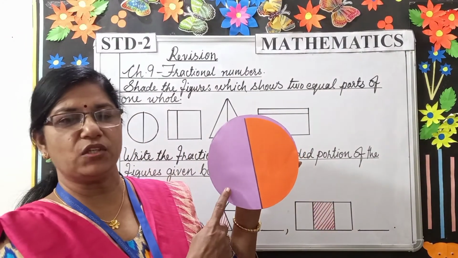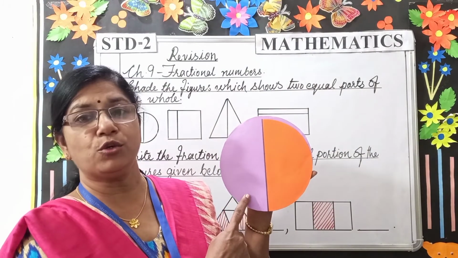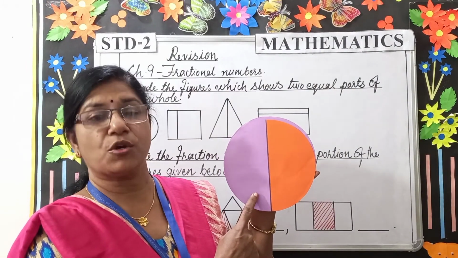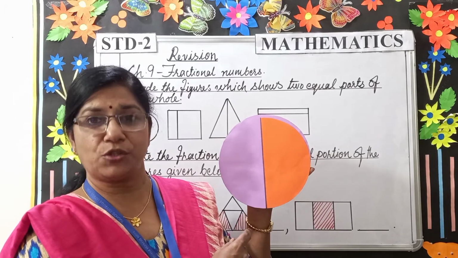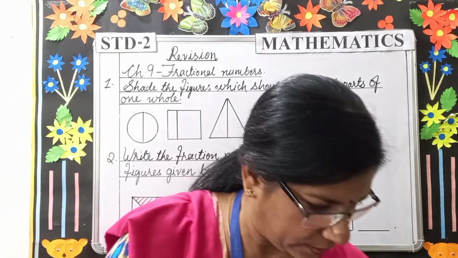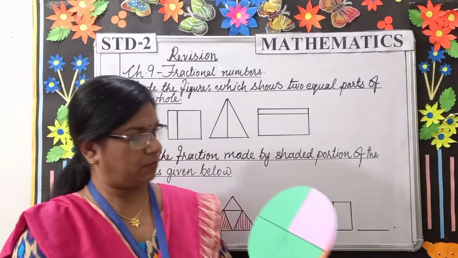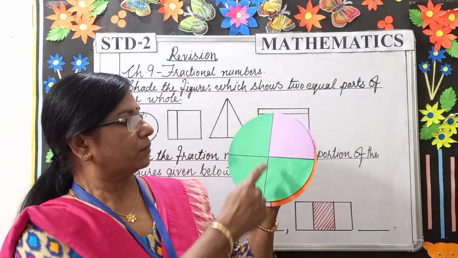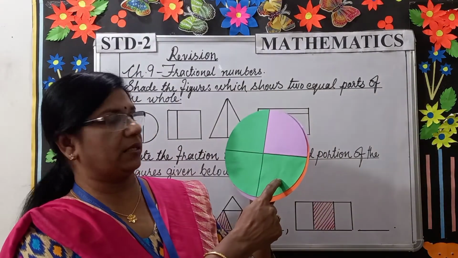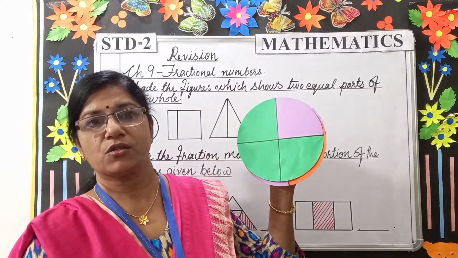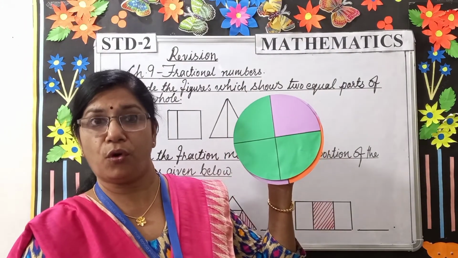Now look at here, children. It is divided into 2 equal parts. So we can say 1 by 2. Now let's see another one. Here the whole 3 part is shaded. 1 is not shaded. So it is 1 by 4.